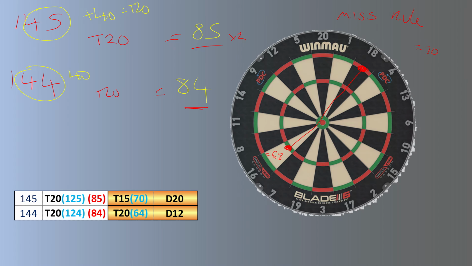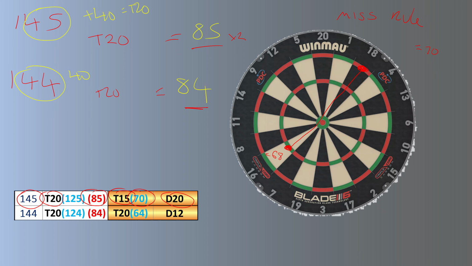So 145, and of course we're going to be including the miss rule on these, because why not? You have to do that. So 145 is treble 20. We're just adding 40 on the 45. It leaves 85. Let's take 85. Treble 15, double 20. Hitting the big 15 would leave 70.